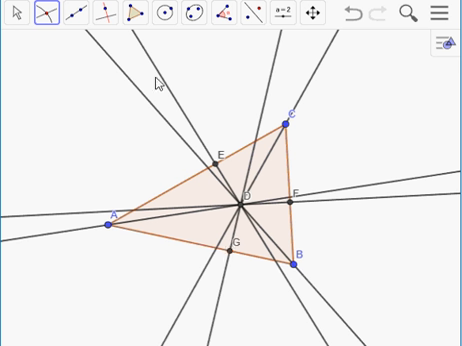So the distance to all three sides are the same. So segment DE is congruent to segment DF, and that's congruent to segment DG. And I can use my measuring tool to actually show that all three of those distances are the same. The distance from D to E, the distance from D to F, and the distance from D to G. All three exactly the same length.